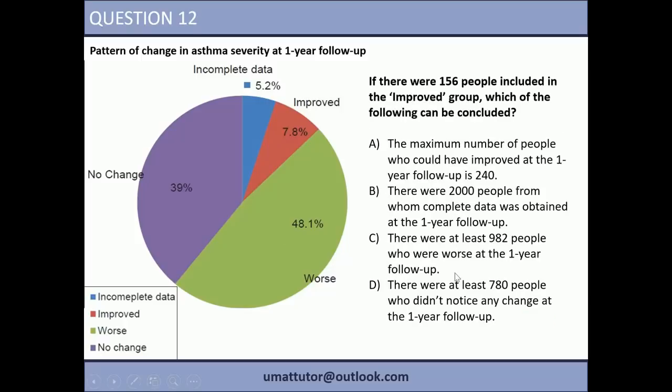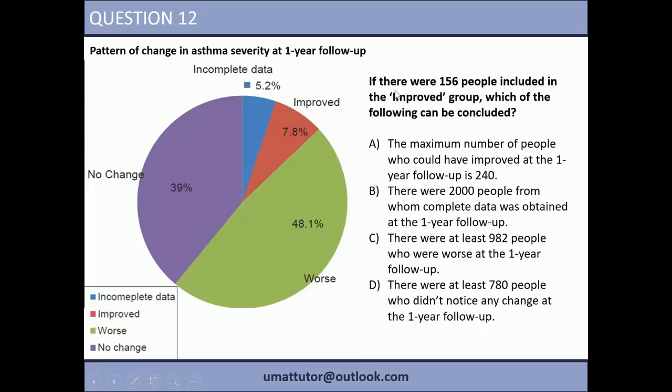Another quick question. If there were 156 people included in the improved group, which of the following can be concluded? This comes back to the numbers and the mental arithmetic we did in a previous video. What it's saying is this red group here, the 7.8%, represents 156 people. So the step we have to take is to work out, if that percentage equates to that number of people, what does 1% equal? Or what does 100% equal?